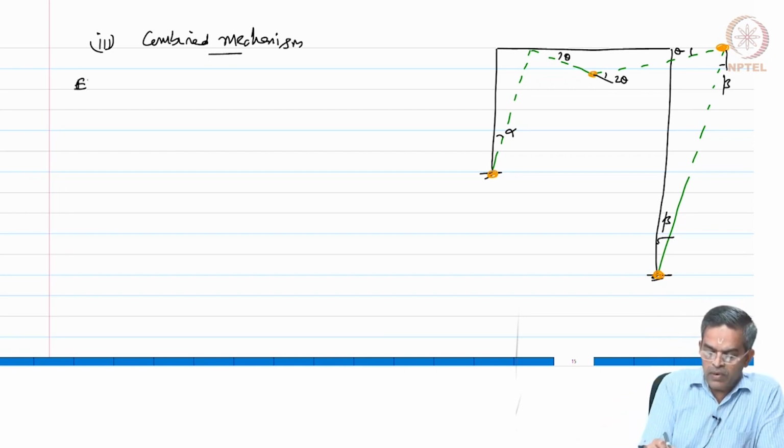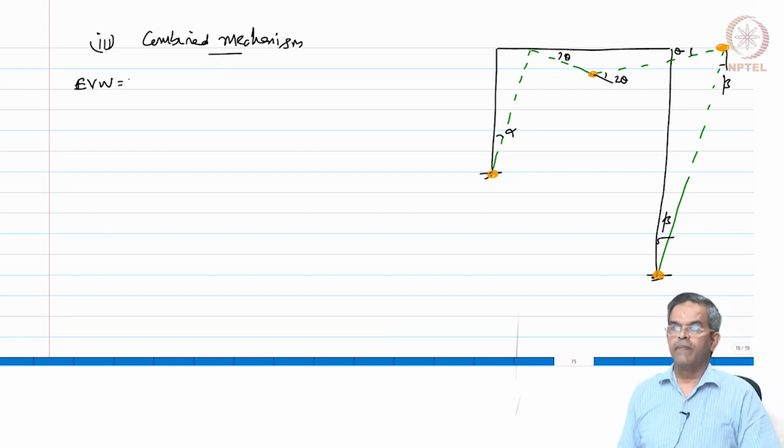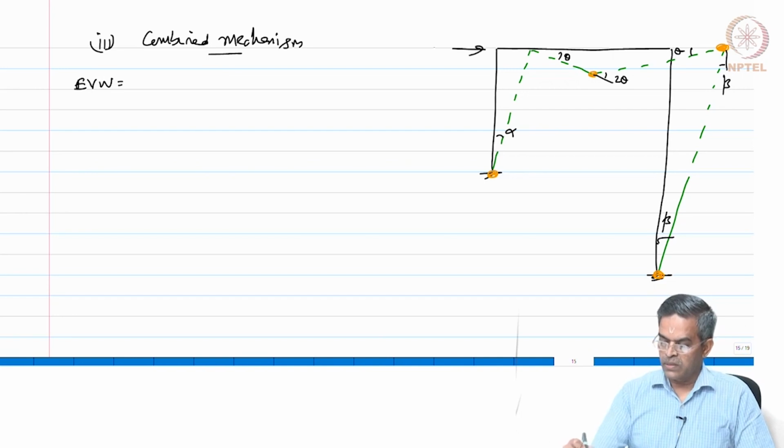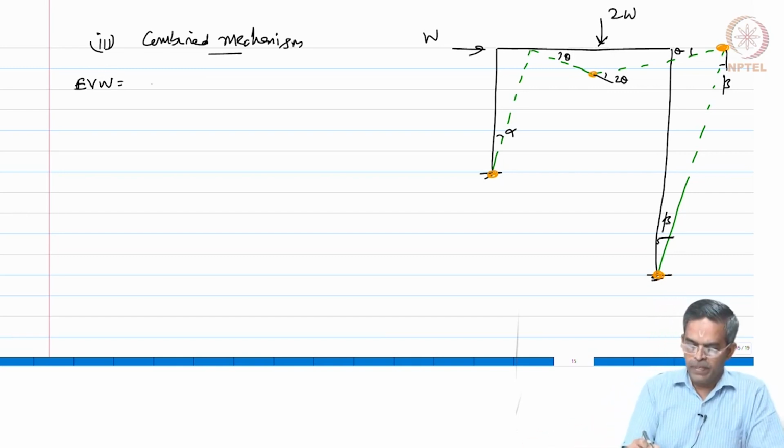So, let us say external virtual work is, okay, the loads are, this is W and here there is a vertical load of 2W. So, the external virtual work is going to be 2W into delta, where this is delta, plus W into delta.